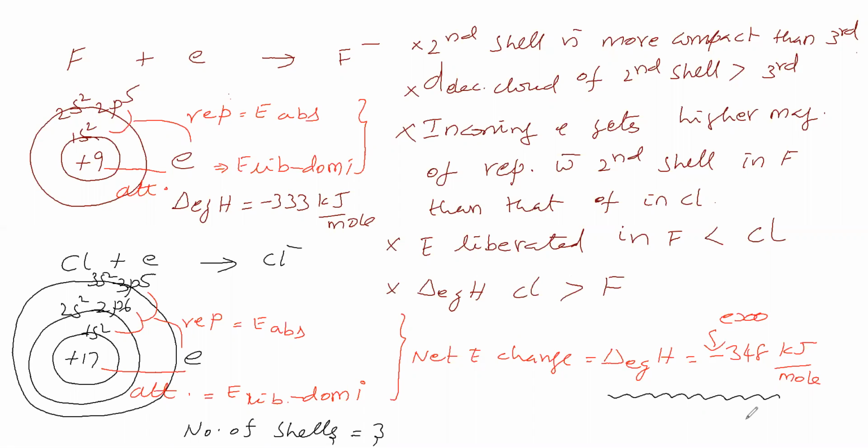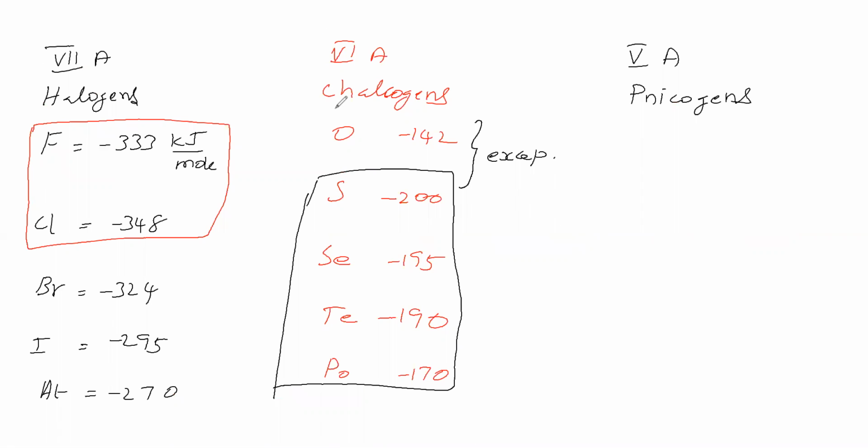Now we will take the 6A group, chalcogens. In the 6A group chalcogens, oxygen and sulfur show abnormal behavior. We have to give the explanation for oxygen and sulfur, same as for fluorine and chlorine. So what is the conclusion in the 7th group, halogens? Down the group, the electron gain enthalpy decreases. That periodic trend is followed from chlorine to astatine. But from fluorine to chlorine an exception comes. That exception we have to explain separately with respect to repulsion.